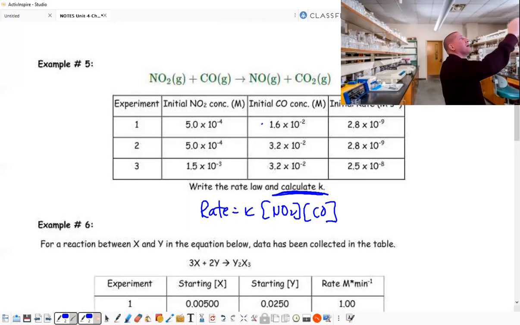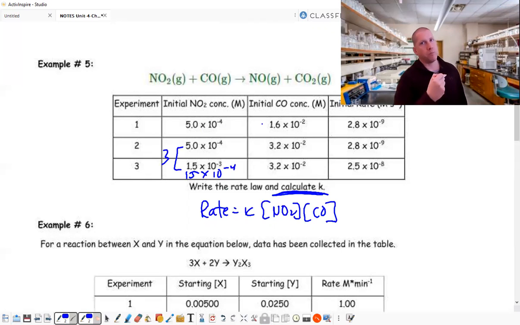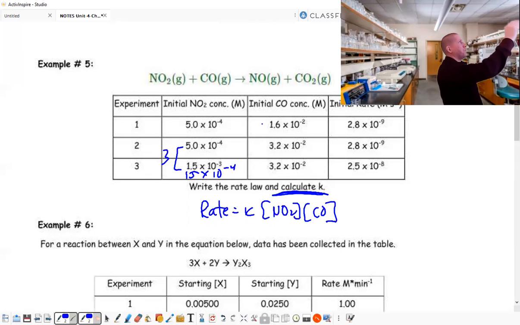I'll do this one first. Now notice it's times 10 to the minus 3, which would be 15 times 10 to the minus 4. So you could see it. And again, if you don't see that, divide them, because that one's probably hard to see.